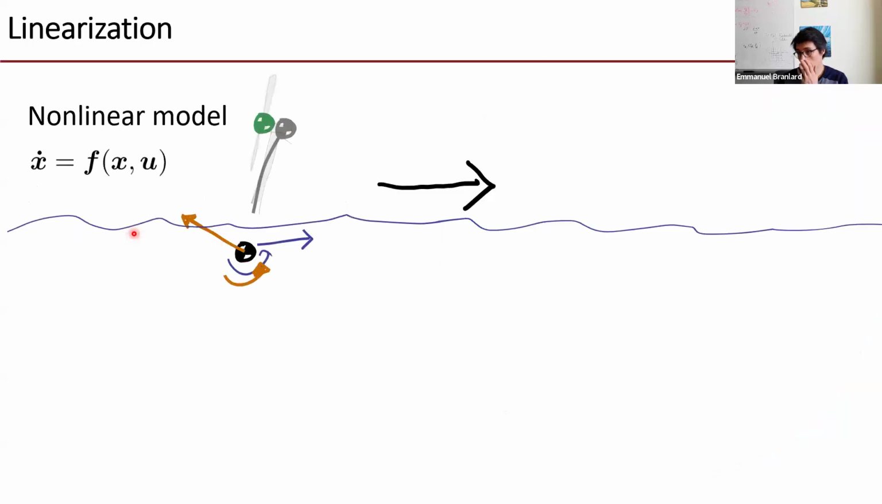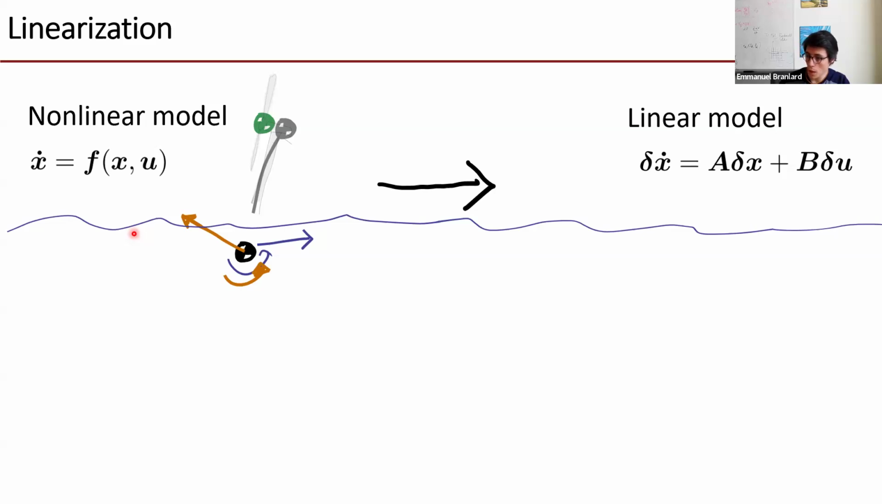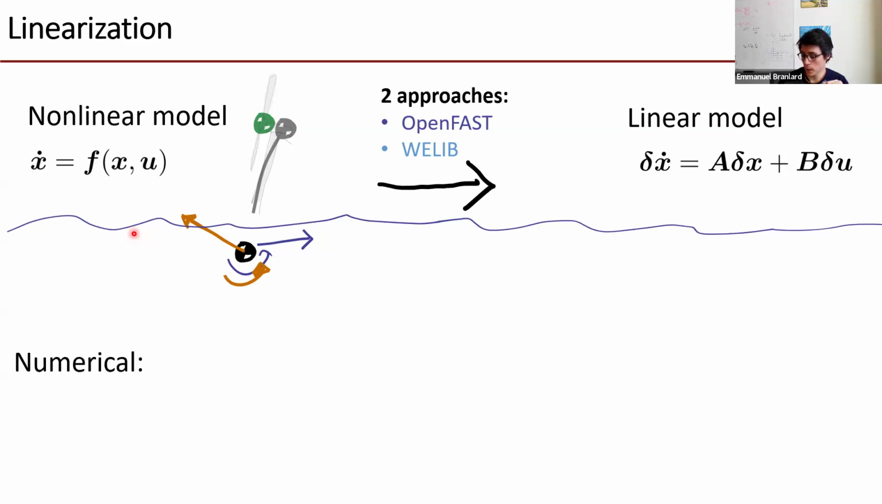Once we have this simplified model that is still nonlinear to a large extent, we linearize it. So we put it into a form ẋ = Ax + Bu, where x is our state vector and u are our inputs. And to do this, again, we have those two approaches. We have OpenFAST that can do linearization, and our Python tools that can also do it, but they can do the linearization analytically, as I'll explain.